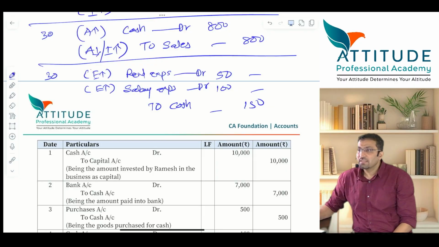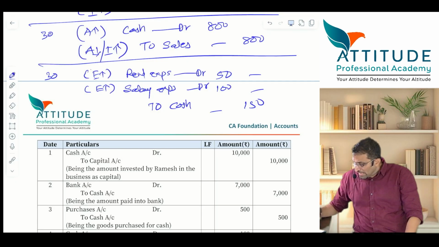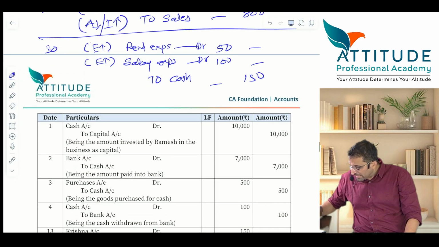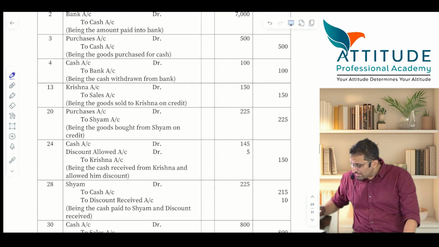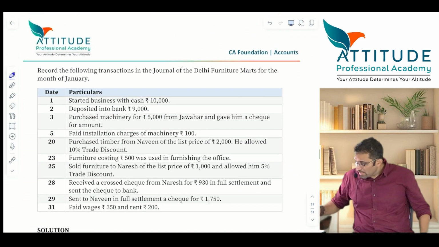Is that clear? Is it simple, guys? Very, very simple. Any difficulty? Same thing is given here. I have given the answers. I have just put it. Shall we proceed?